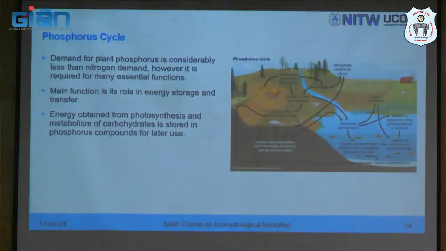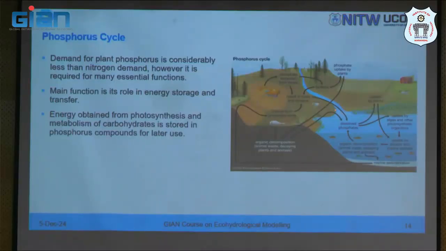Okay, so demand for plant phosphorus is considerably less than nitrogen demand. However, it is required for many essential functions, right? So one of the main essential functions of phosphorus is to help develop compounds which store energy and transfer it, right? So the energy obtained in photosynthesis and metabolism of carbohydrates is stored in phosphorus compounds for later use. So plants store the energy that is generated in these phosphorus compounds, and use it at a later stage. That is where the phosphorus is very important.